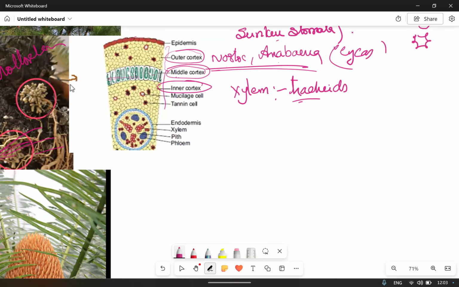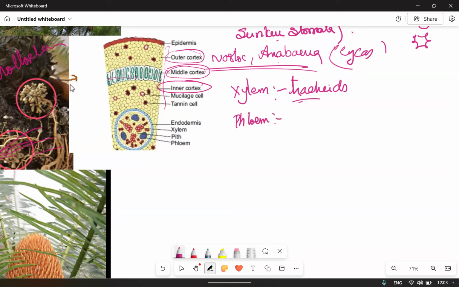Here we are studying about the gymnosperms. Gymnosperm examples: Cycas, Pinus, and Gnetum. Gnetum is the advanced type. So there you can see the vessels also. Okay, then phloem.